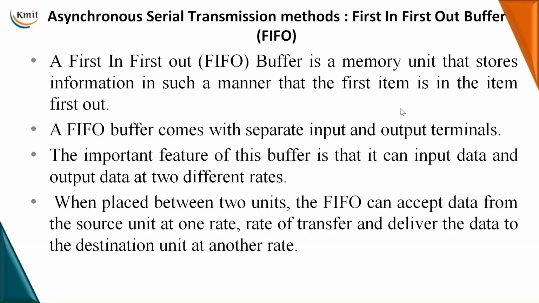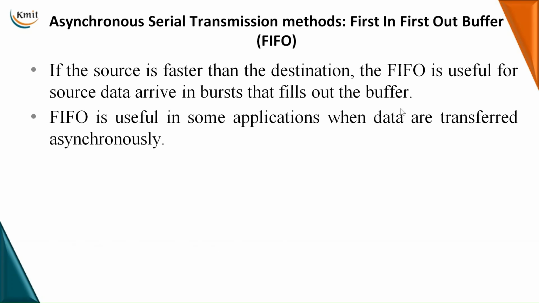Say, for example, consider the CPU and the monitor. The speed of your CPU is greater than the speed of your peripheral device. So the rate at which the CPU gives the input is very fast compared to the rate at which the peripheral device takes it as an output. When placed between the two units, this FIFO can accept the data from the source unit at one rate, and deliver it to the destination unit at another rate.